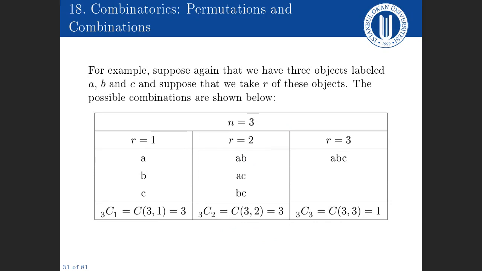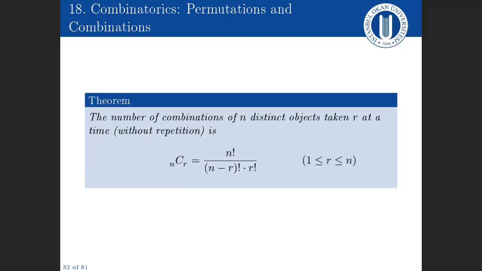And then finally, on the right column, how many different ways can we take three objects from three objects? There's only one way. We can take all of them. 3C3 is equal to 1. What is the formula for the number of combinations?